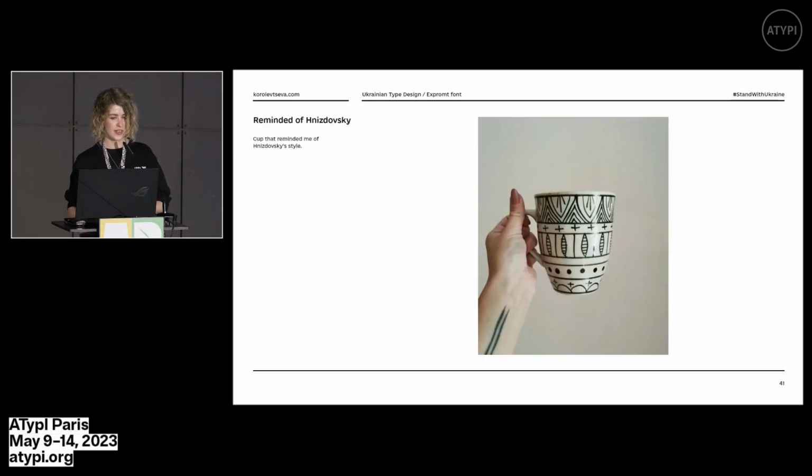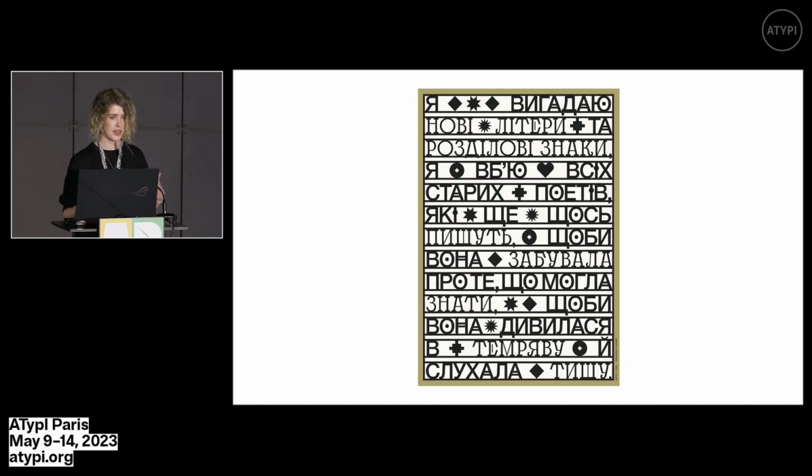One day I saw this cup and I thought, wow, it reminded me of Khnystovsky's style. At that time I was working on a poster project for an exhibition in the Green Theater dedicated to Ukrainian literature. So I was inspired by Khnystovsky's works and by that cup to create this poster using Zhadan's poetry. Serhiy Zhadan is a prominent modern Ukrainian poet, and the first words are: I will invent new letters and punctuation marks. I will kill all the old poets who are still writing something.